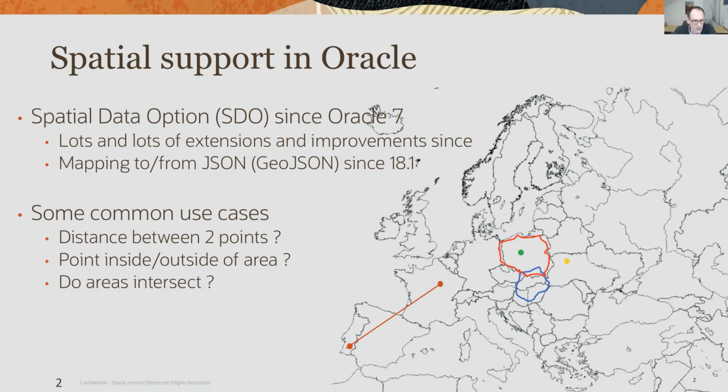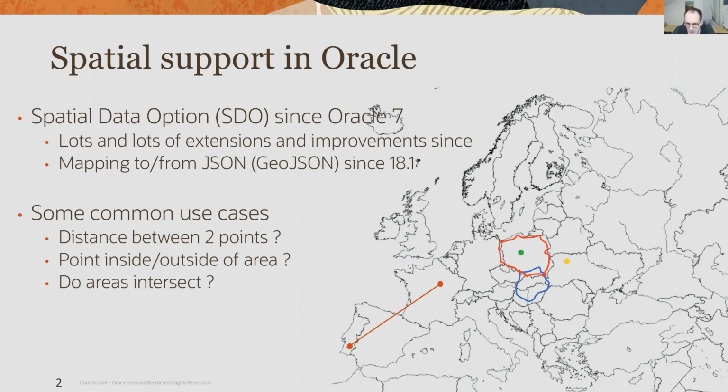So what are the common use cases? And obviously, you can imagine if it's developed since Oracle 7, it can do a lot. So I'm really looking only at the most basic use cases. And I'm not even sure what all possibilities exist. So one thing is you want to find out a distance between 2 points. Let's say you have 2 cities and you want to find out what's the distance between them.